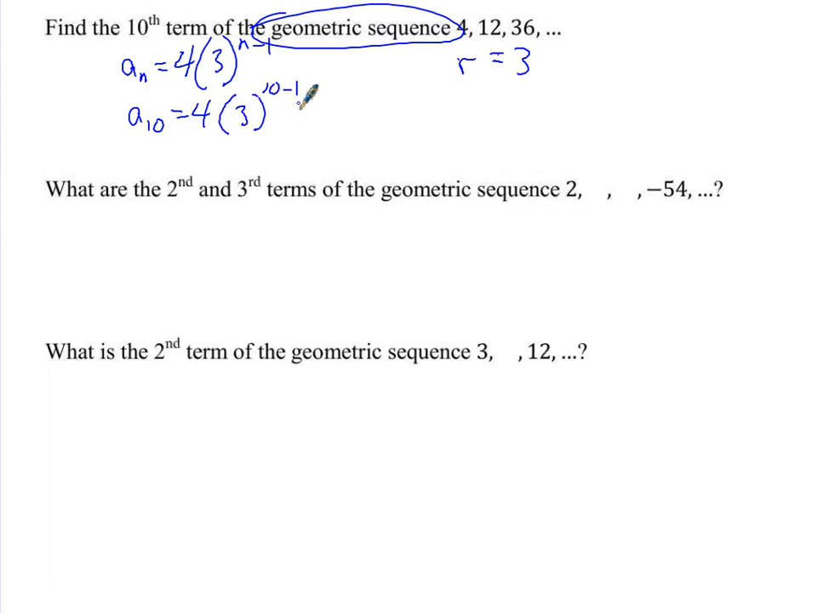So what do we have to do first? We have to do the exponent first. So we have 10 minus 1, which is 9. So 3 to the 9th. A sub 10 equals 4 times 3 to the 9th power. You're probably entering that into your calculator. What do we get?